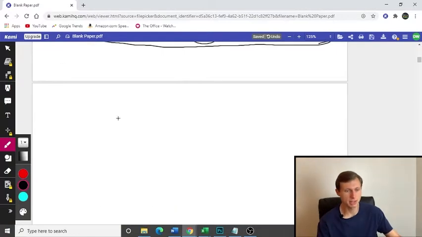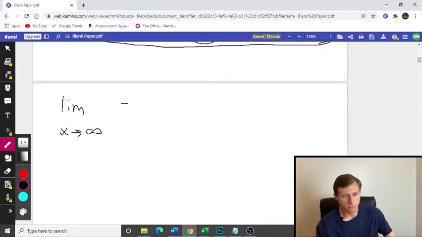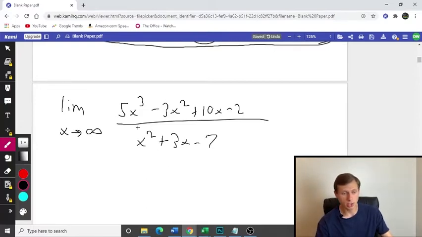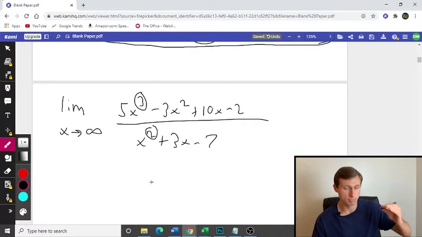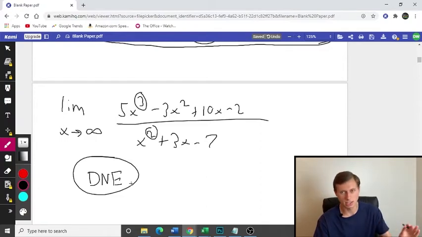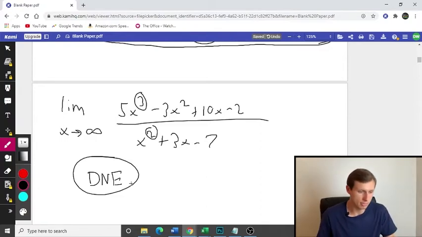So now let's just look at some examples. Let's say I have the limit as x approaches infinity of 5x cubed minus 3x squared plus 10x minus 2 over x squared plus 3x minus 7. So now again, we're really just looking at the leading degree of numerator and denominator. We see it's 3 in the numerator, 2 in the denominator. The degree of the numerator is bigger than the degree of the denominator. And for that case, we're going to say does not exist. That's all you need to do. Just recognize leading degrees and then figure it out from there.